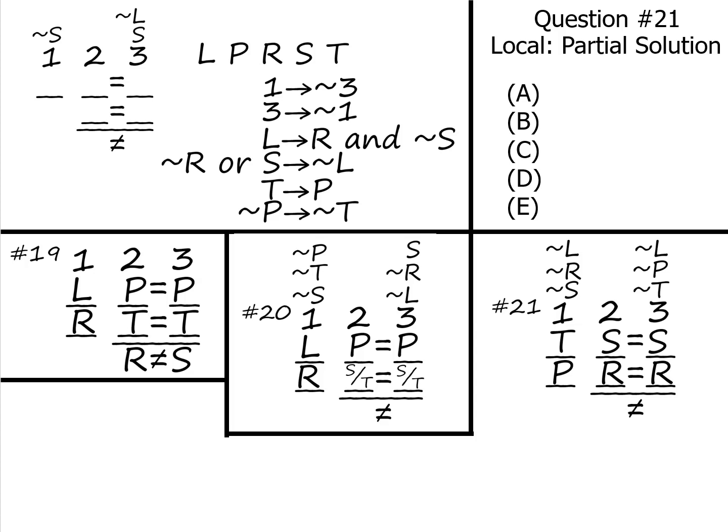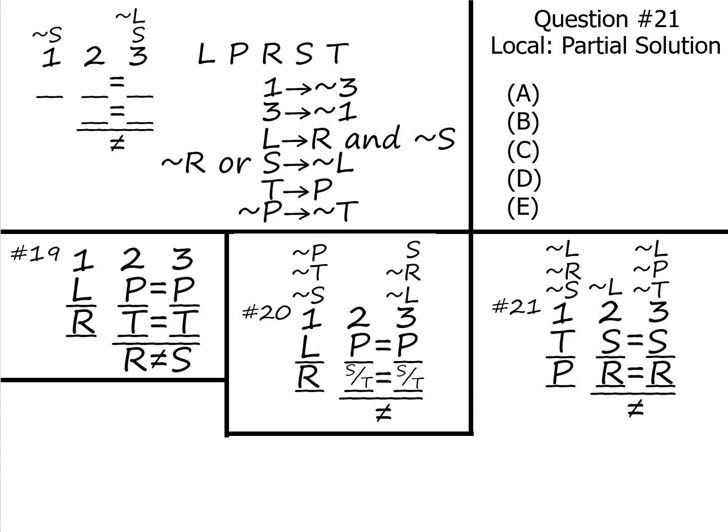Because bouquet 2 has an S, then we know it can't have an L. But whether it has a P and a T is open. It could have a T and a P both, or it could just have a P. Remember, you can have P without T even if you can't have T without P. So that's as far as we're going to be able to take the sketch.